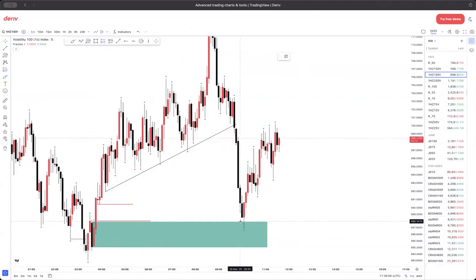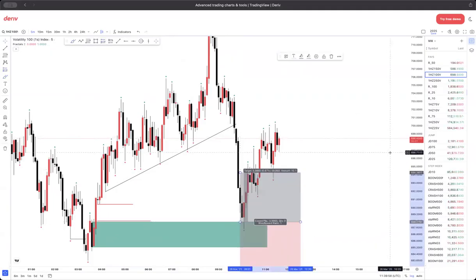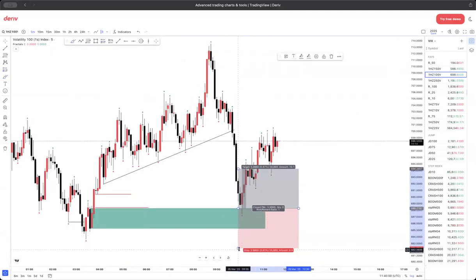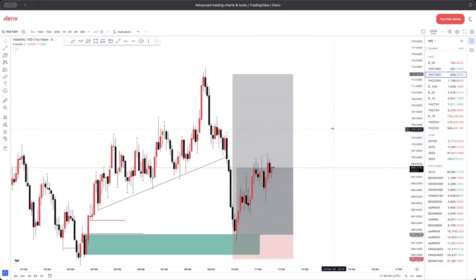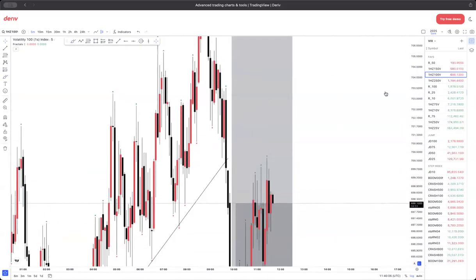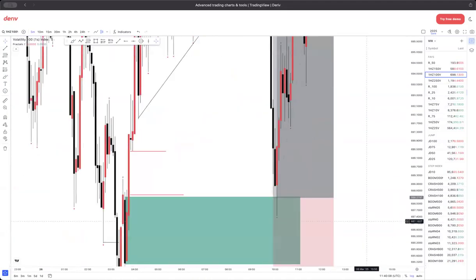Now you can see what price did here. Price came all the way to our POI and just gave us the sniper to the upside. But what was the confirmation entry here? The confirmation entry here was the engulfing candle. Let's zoom in and check.